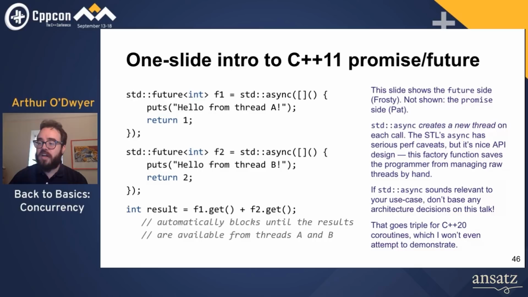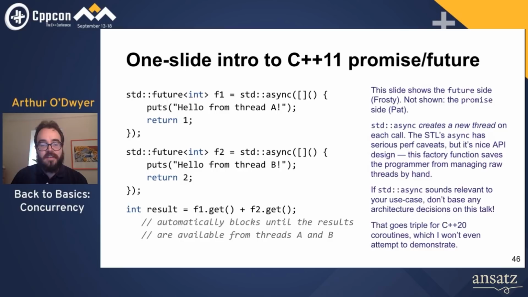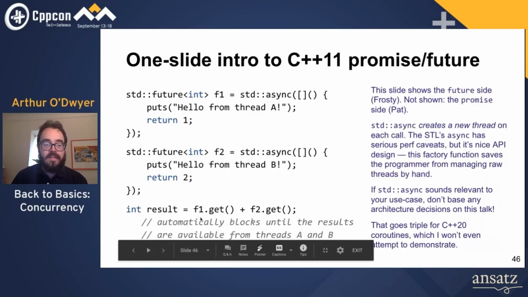And then finally here, where we call .get on the future, that is what blocks if it needs to, and blocks and waits and goes to sleep by the mailbox. F for future, F for frosty, the other side being promise, P for pat, for postman, for promise. So F goes to sleep and waits until P sends it the data that it needs. And so this get will return one, this get will return two, and I'll add them together once they're both available.